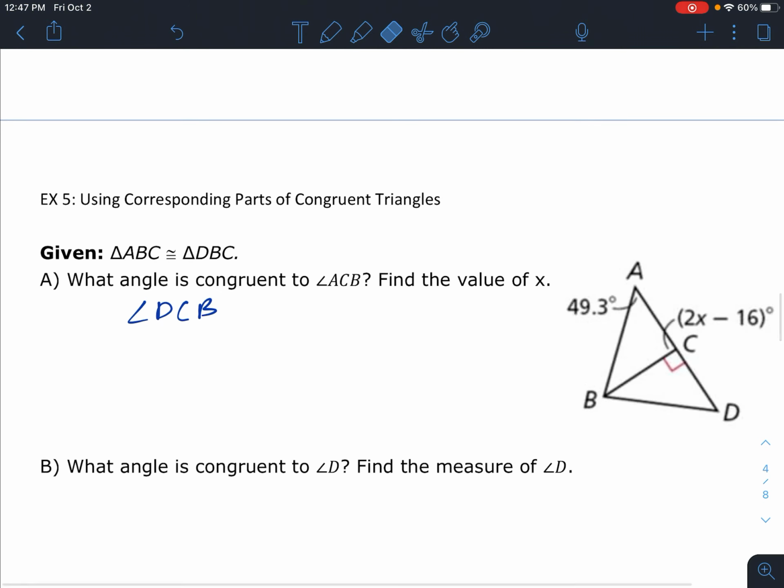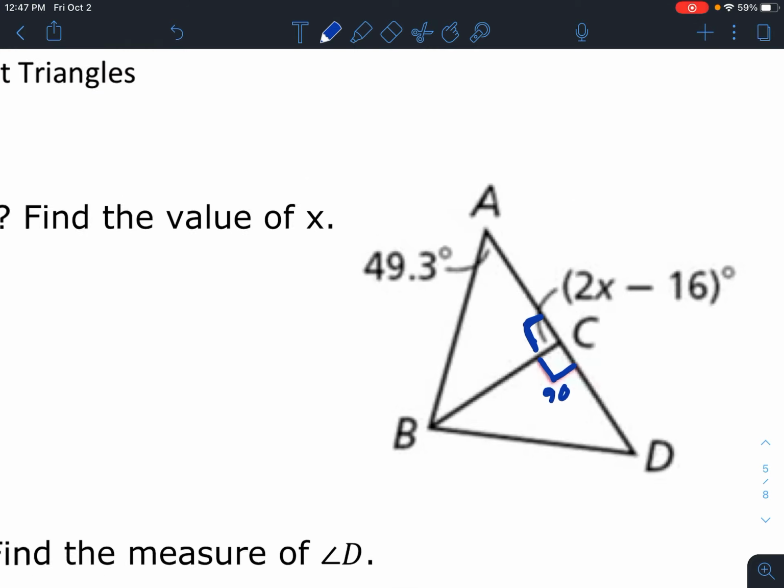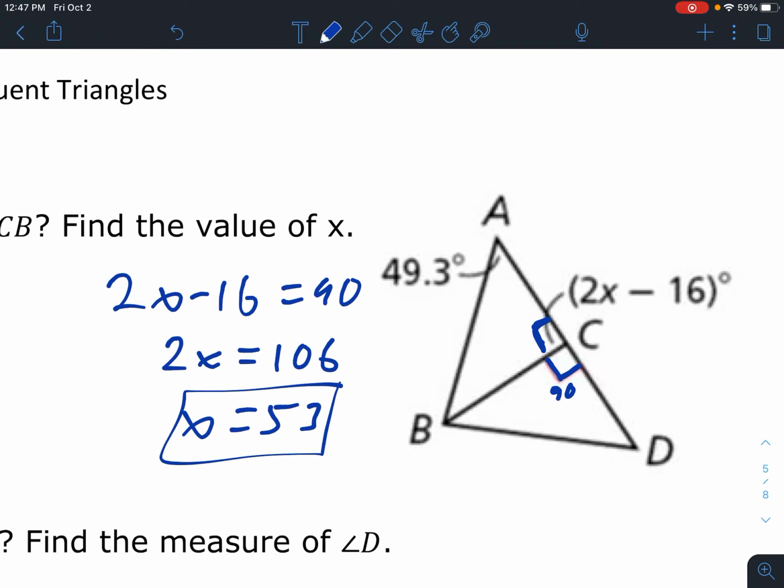That says find the value of x. Now here's ACB right here, and it's congruent to DCB. Remember that right angle symbol means it's 90. So I can set 2x minus 16 equal to 90, and x is 53.